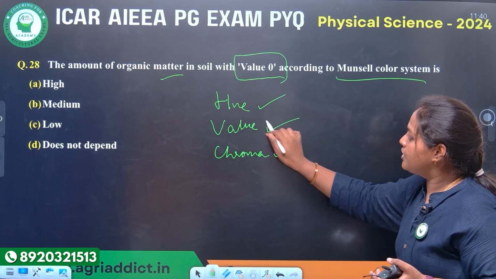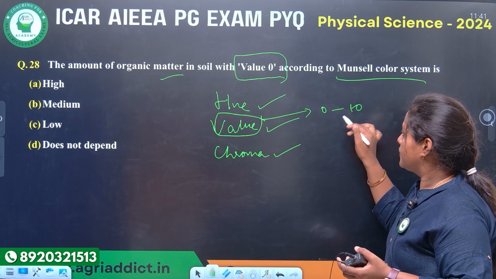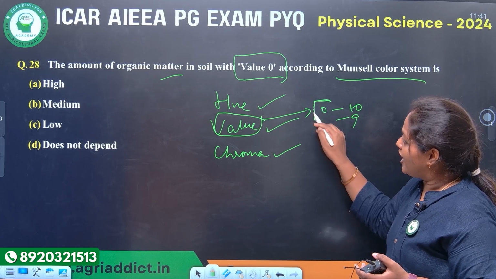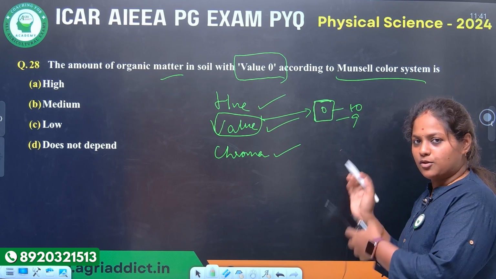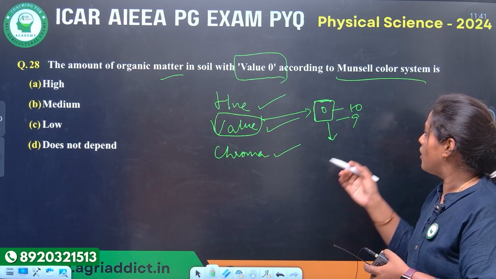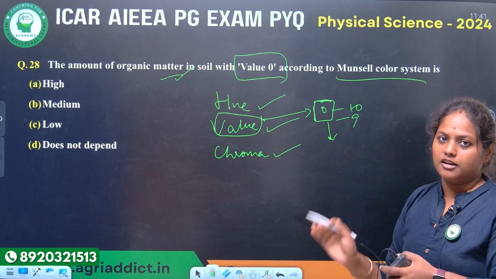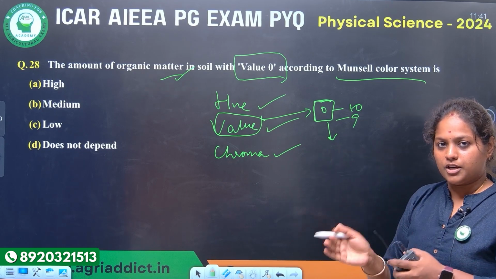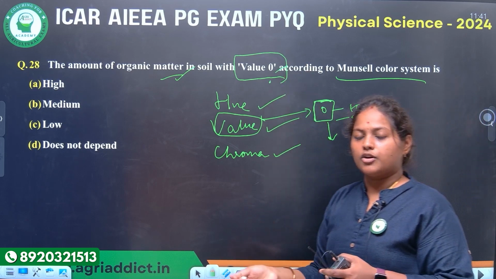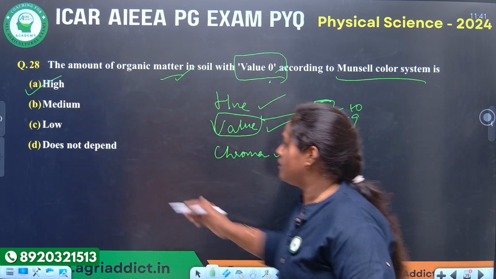Here value is 0. Value ranges from 0 to 10 or 0 to 9. So the value component is 0. They are relating this 0 to a soil property, that is organic matter. When the value is 0, it means it is black in color, right? Value is from black to white. A value of 0 means the soil is black. So when the soil is black, what is the organic matter status there? Definitely it is high. Option A.